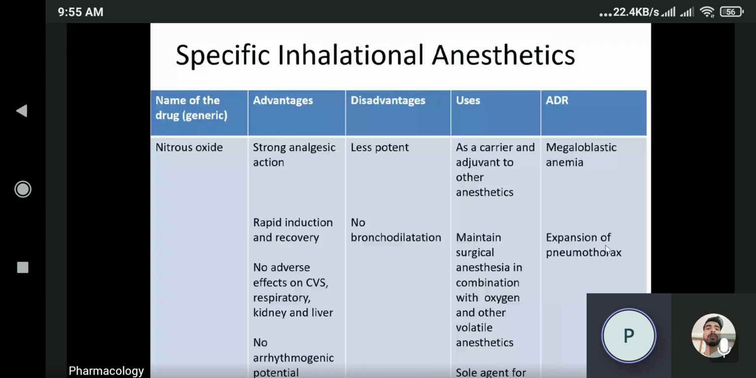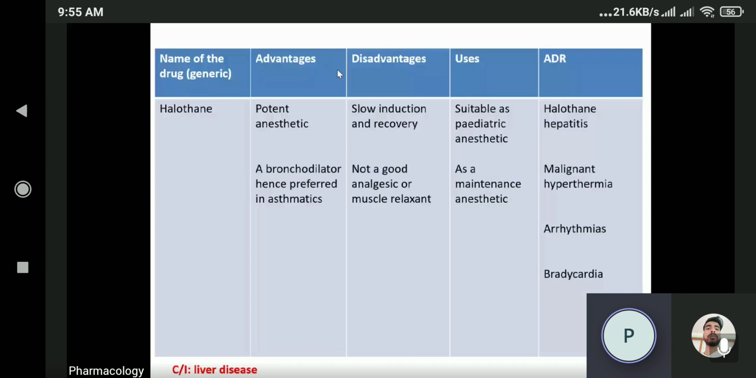The next drug is halothane, which is a potent anesthetic. Potent anesthetic means a lesser concentration is required to produce the same effect as other inhalational agents. Compared to nitrous oxide, these are bronchodilatory in nature, so they can be preferred in asthmatic patients. But the disadvantage with halothane is that it shows slow induction and recovery. Again, this is because of its high blood gas partition coefficient. And it is not a good analgesic or muscle relaxant.